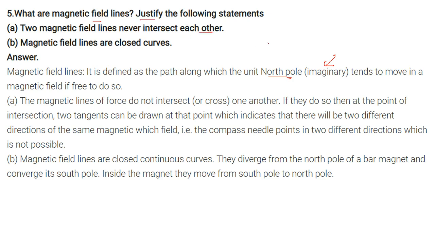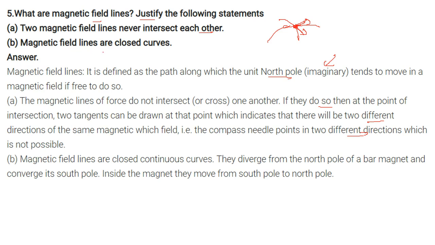If two magnetic field lines intersect, that means at the same point it has two directions. So the magnetic field lines of force do not intersect or cross each other. If they do so, then at this point of intersection, two tangents can be drawn, as we saw here. At that point, there will be two different directions of the same magnetic field. The compass needle would need to show different directions, which is not possible. That is impossible. That is why they never cross each other.